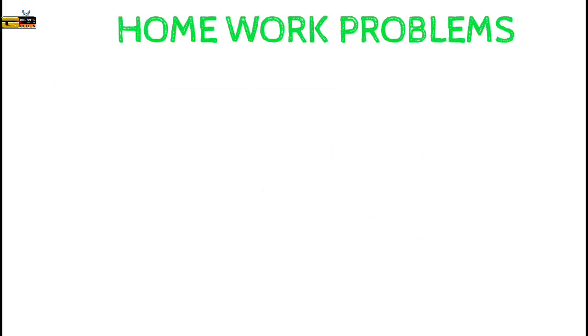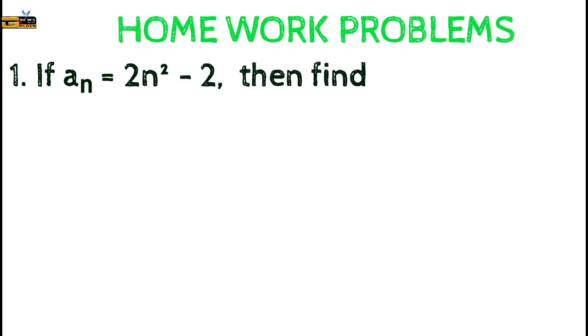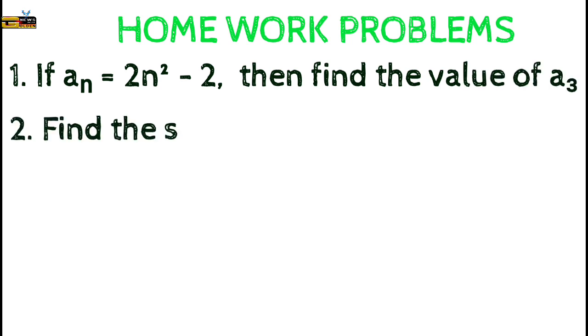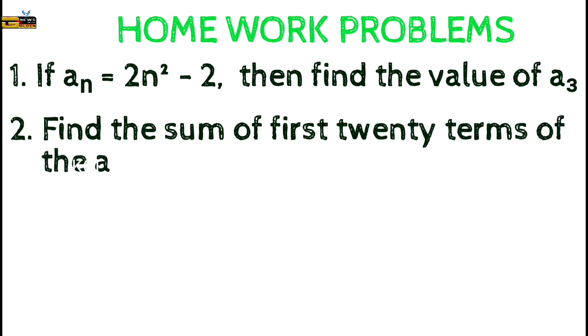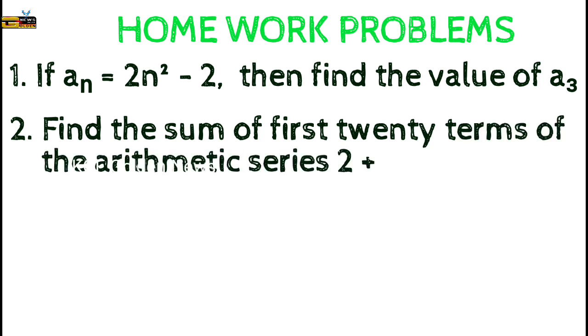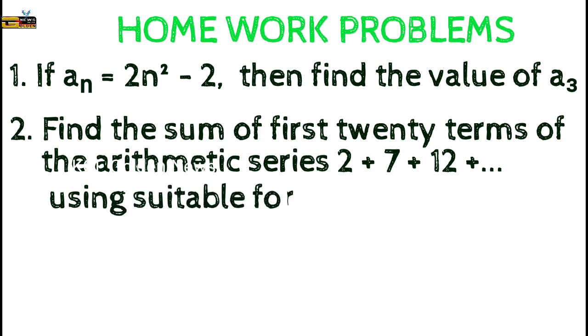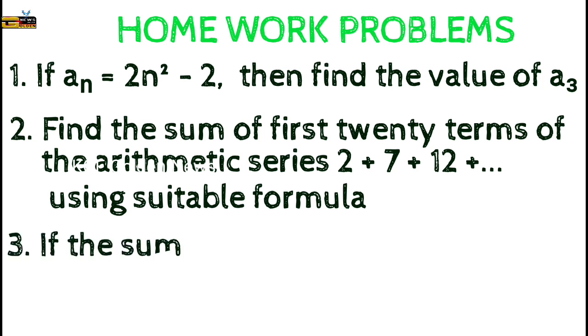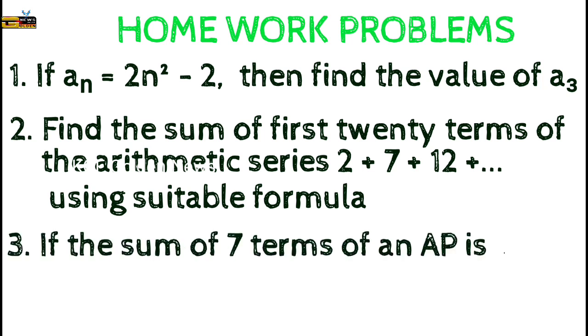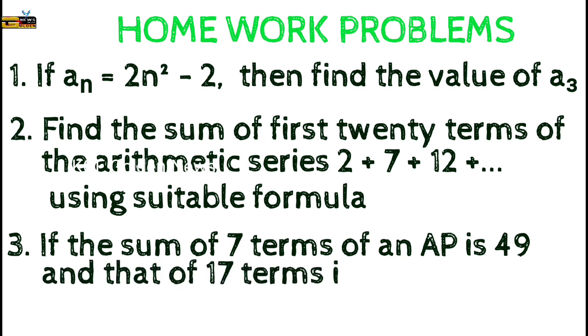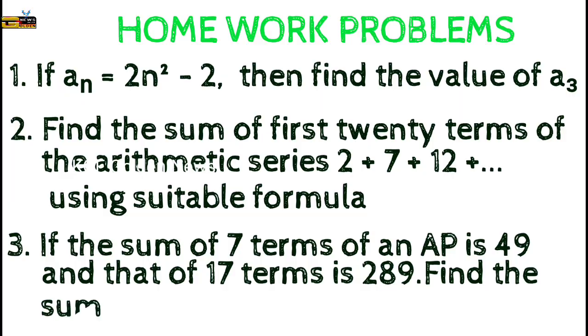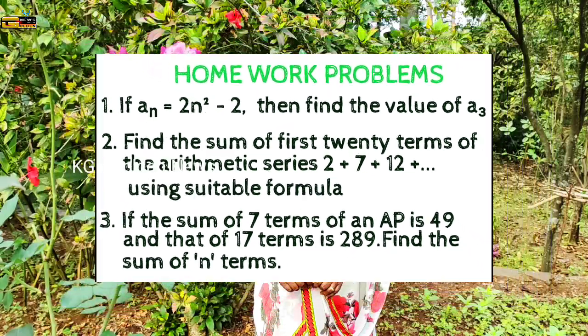Children, do the following problems for your assignment. First problem: if an equals 2n square minus 2, then find the value of a3. Second problem: find the sum of first 20 terms of the arithmetic series 2 plus 7 plus 12 plus so on using a suitable formula. The third problem: if the sum of 7 terms of an AP is 49 and that of 17 terms is 289, find the sum of n terms.